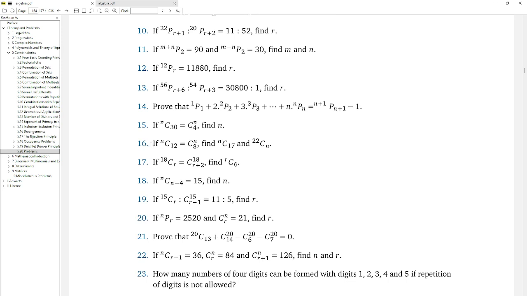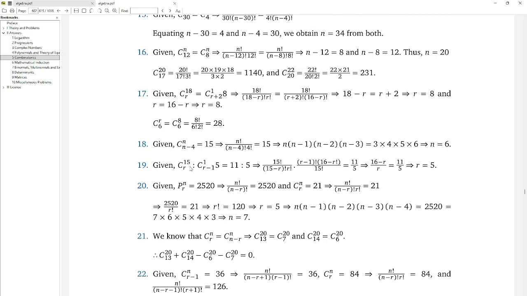So question 16 says that if nC12 is equal to nC8, find 17C and 22Cn. So we substitute the values in the formula, we get n factorial by n minus 12 factorial multiplied by 12 factorial is equal to n factorial over n minus 8 factorial into 8 factorial, which gives us n minus 12 is equal to 8 and n minus 8 is equal to 12. So n will be 20.